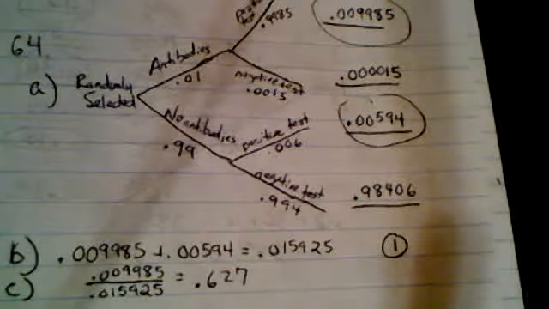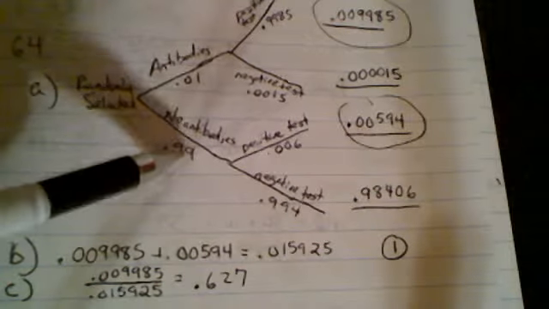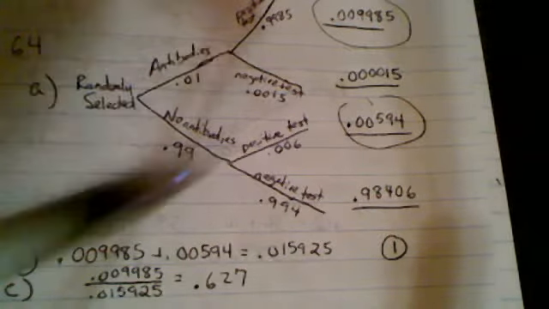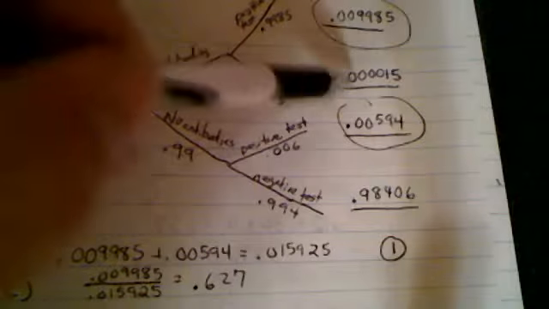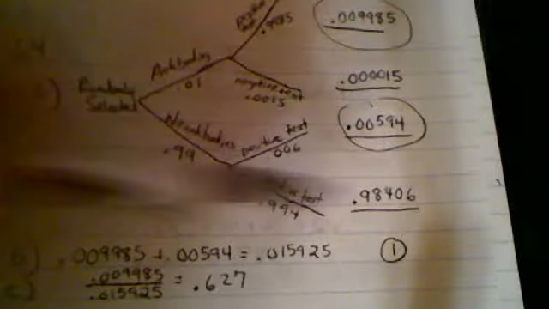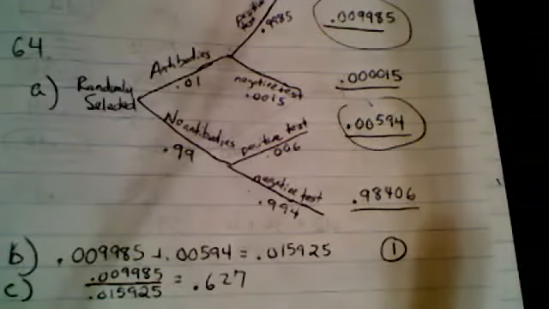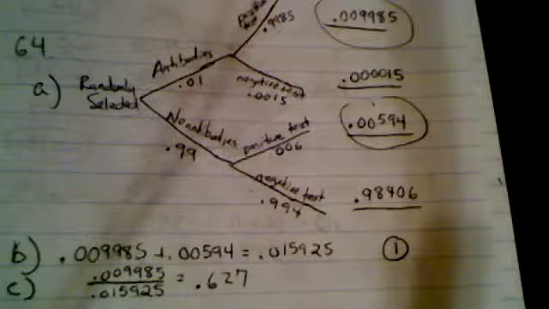In 64, it said 1% had antibodies and 99% did not have antibodies. And then you look at the table for the rest of those four numbers. Remember, in a tree diagram, you have to multiply the numbers together to get the last number here. So you multiply these two together, multiply these two together, that's how you get the last number. B asked how many people had a positive test, so I just added the two positive test numbers together. Those are the two I circled.